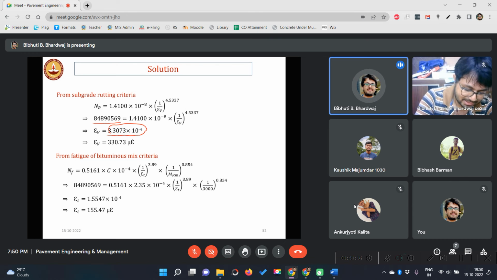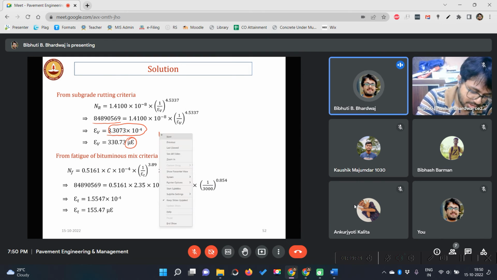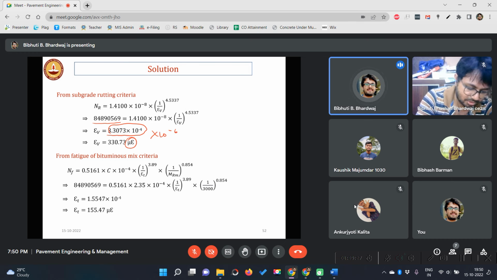So this strain doesn't have any unit, but we call it micro strain because 10 to the power minus 6 is micro, right? Okay, 330.73 micro strain, we can say. No, this is not its unit, we are just expressing it to avoid writing 10 to the power minus 6. Strain doesn't have any unit. So 330.73 micro strain. Everyone agrees? Proceed. You just want to execute.